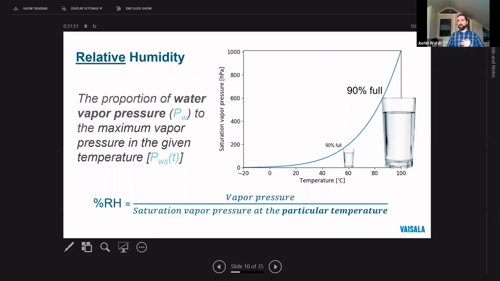The glass is 90% full, meaning the relative humidity is 90%. The glass on the right is also 90% full, meaning 90% relative humidity. But in this case, the glass is bigger, meaning the saturation vapor pressure is higher, which is a result of the higher temperature. In summary, the relative humidity value may be the same, although the total amount of water is very different. This is the reason we're talking about relative humidity, as it is relative to the saturation point at a given temperature. And relative humidity may be one of the most misunderstood quantities for humidity.